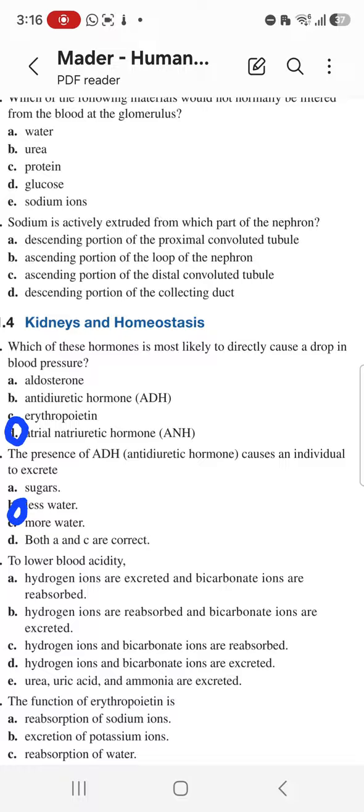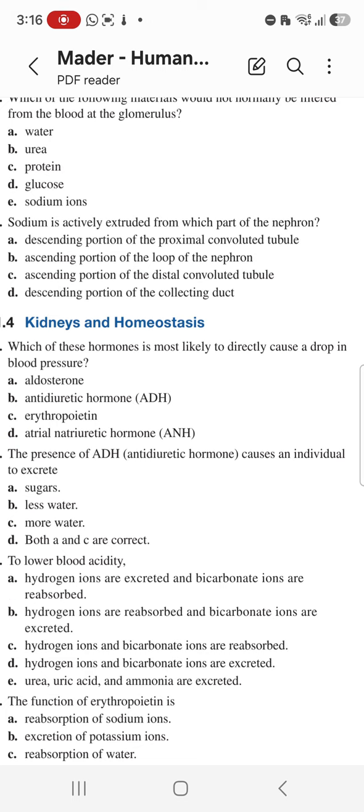To lower blood acidity. So blood acidity means that we have more hydrogen ions in the blood. Hydrogen ions are excreted and bicarbonate ions are reabsorbed. Yes, it just makes sense. Hydrogen ions are acidic, bicarbonate are basic. And you want to lower the blood acidity, meaning that you want to increase the pH.